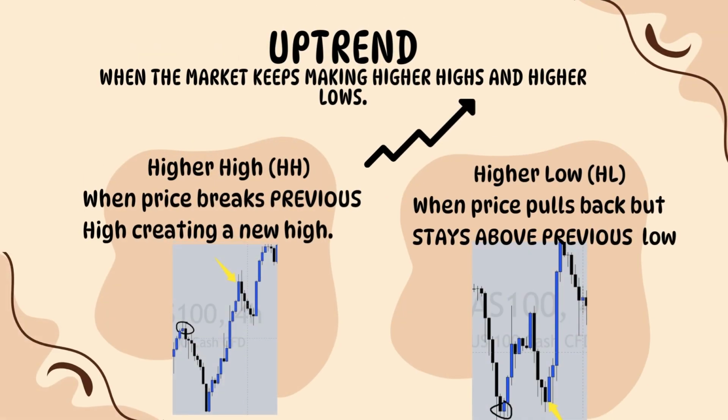So, starting with the uptrend. An uptrend is when the market keeps making higher highs and higher lows. A higher high is when the price breaks the previous high, creating a new high. So, only focusing on higher high, shift your eyes to the example that I have here. If you take a look at the yellow arrow that I've created, it's higher than the most recent high that was created at that time, which is where the black circle is.